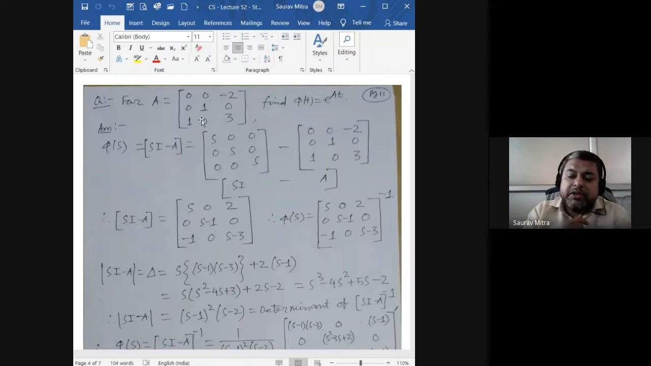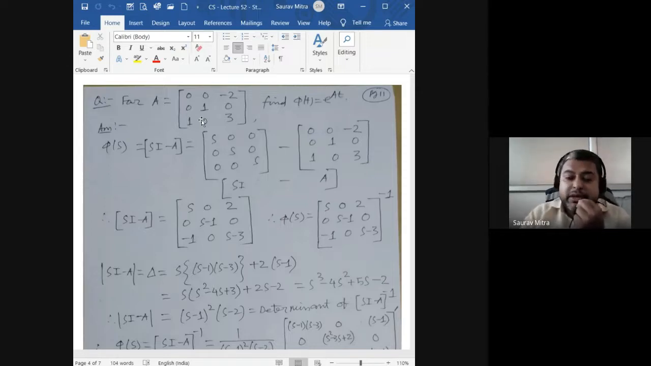Whatever e raised to At you find, you multiply x0 with that, and you are finding the solution for the homogeneous system. So how to do that? That I will show you in the next numerical. Very easy thing. Once you find e raised to At, just multiply one column with that, and that's it.